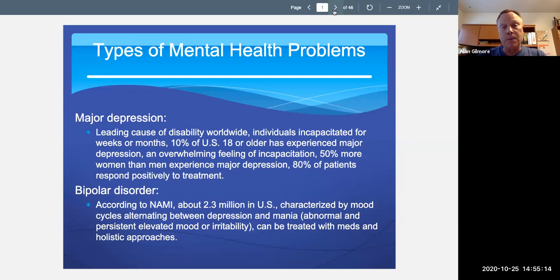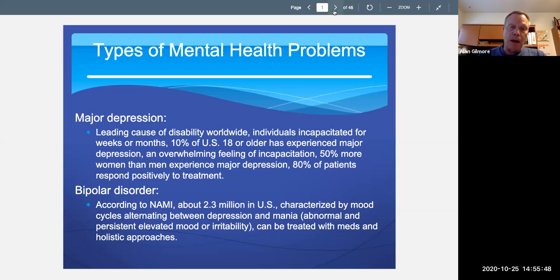10% of the US population, 18 or older, has experienced major depression. It's an overwhelming feeling of incapacitation. I'm just not able to do anything at all. 50% more women than men experience major depression. 80% of patients respond positively to treatment. So again, if there's an effort or a mechanism of being able to get a person into treatment, they often can experience an improvement in the symptoms and be more successful in their lives.